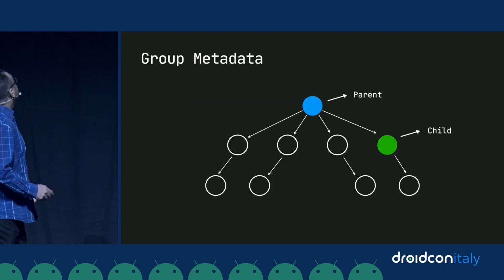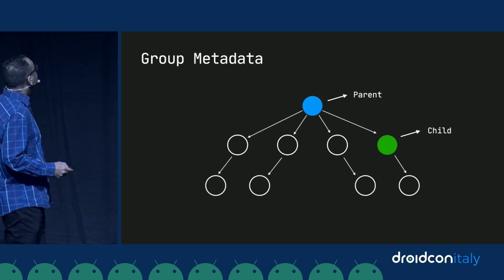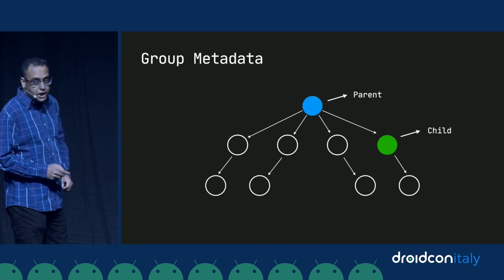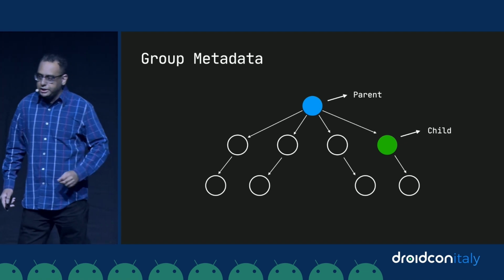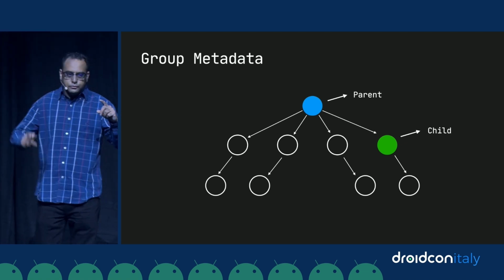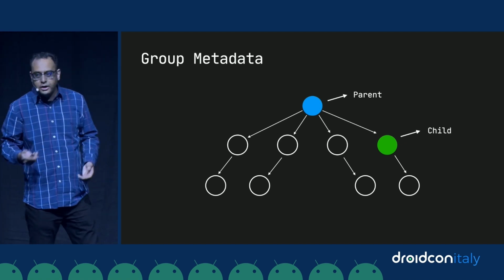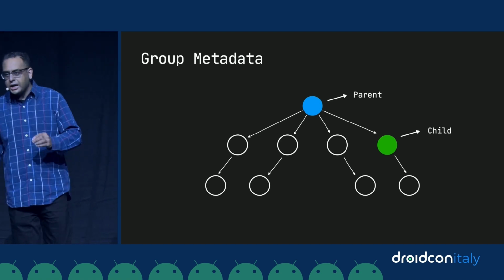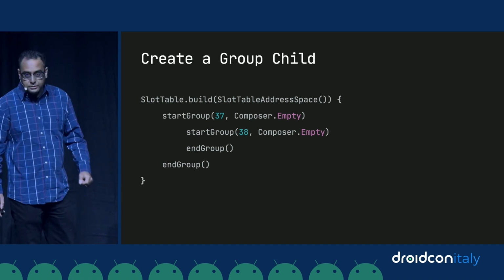So here's an example of creating a group. And the next thing that I want to do is create a child group of it. Suppose you had an example where you had a composable function and it called another composable function. Those two composable functions have a relationship to each other. One is the parent of the other. How do I track that information? That information is tracked by group metadata.